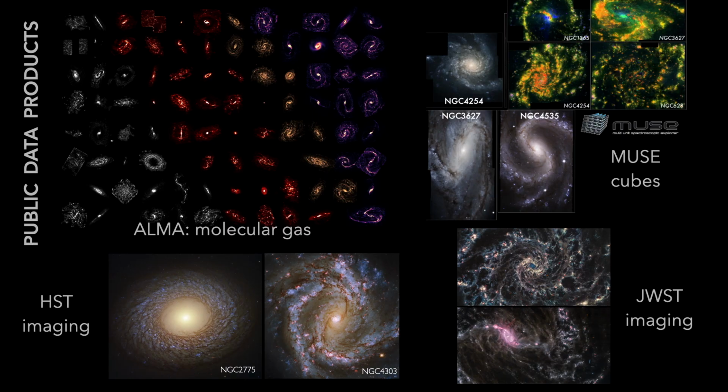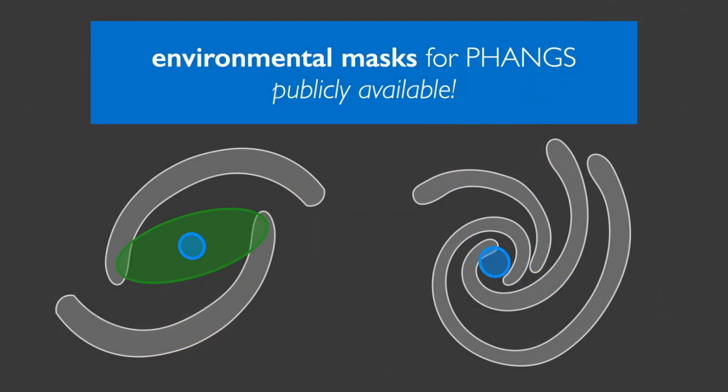To conclude, in PHANGS we are releasing a large set of data publicly, and the environmental masks are not an exception. In addition to the ALMA cubes from MUSE, multiband imaging from HST, and now also JWST for a growing number of galaxies, the morphological masks that I have presented in these talks are also publicly available. So if you are interested in identifying morphological structures in your favorite galaxy, feel free to download the relevant mask from our webpage and use it.